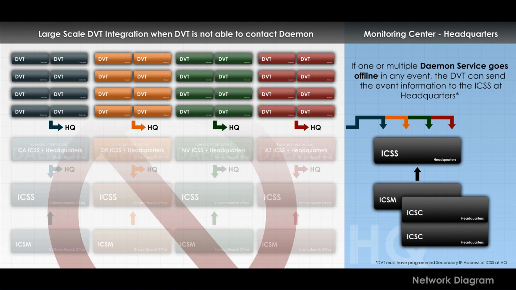A major earthquake hits California and network connectivity to the central station there goes down. What happens to the event information that is supposed to be sent there? With the use of our ICSD, the event data can automatically be rerouted to New York or any other central station if communication cannot be established with California.